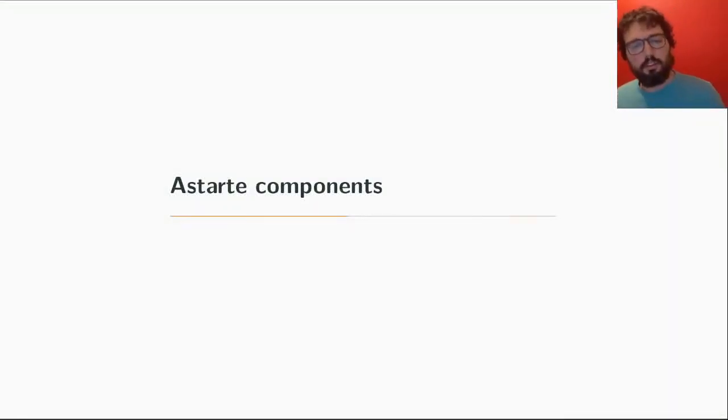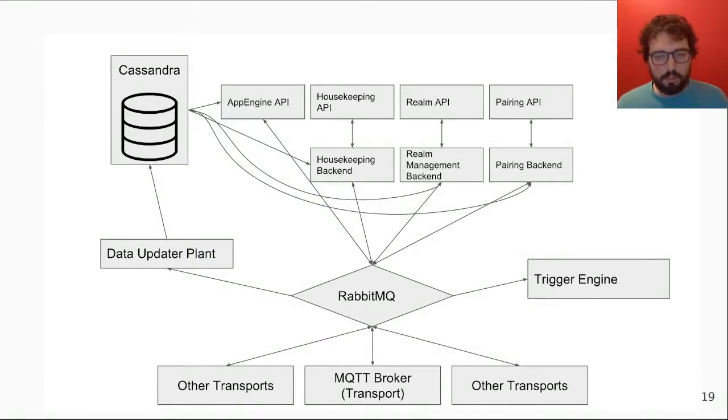So I'm going to talk to you about the Astarte components, all the microservices which are effectively making up Astarte. Here you can see a high-level view of the components. All user-facing APIs have an API suffix, as you can imagine. So there is AppEngine API, Housekeeping API, Realm Management API, and Pairing API.